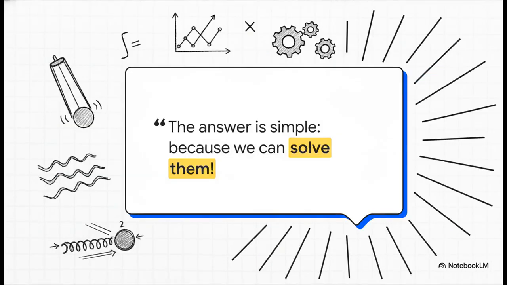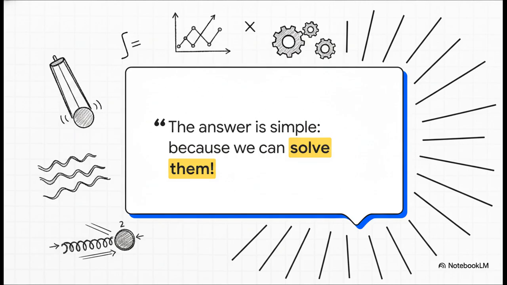Well, the truth comes straight from the legendary Richard Feynman himself, and it's brilliantly pragmatic. He said, the answer is simple, because we can solve them. It's so true. While reality is often chaotic and completely nonlinear, we lean heavily on linear equations because they actually allow us to find concrete mathematical solutions.